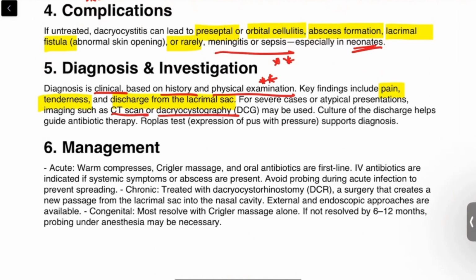Other than that, we can take a culture from the pus coming out of the lacrimal sac and send it for pus culture, and this will help us in choosing the appropriate antibiotic therapy. Also, the regurgitation test, which we discussed just before, is an indication that it is dacryocystitis.